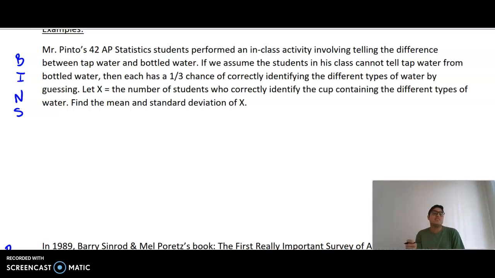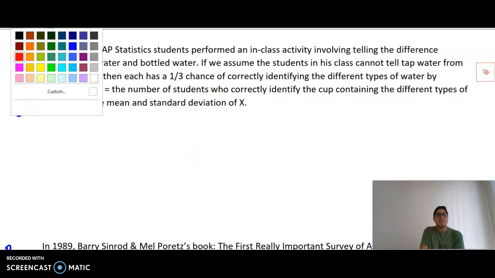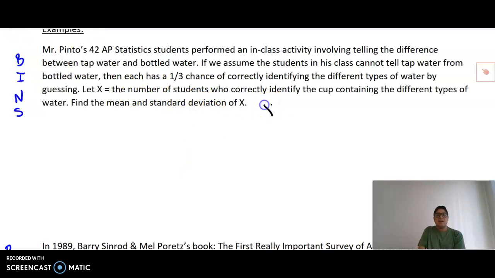Next up, n fixed is going to be the total number of trials. Well, I have my 42 students trying it out, so my number of trials here is going to be 42. And then s, probability of success, we saw was 1/3. So this would meet the criteria for being a binomial distribution. So I'm going to say that X, which is the number of students who correctly identify, is going to be a binomial distribution with parameters n equal to 42 and p equal to 1/3.